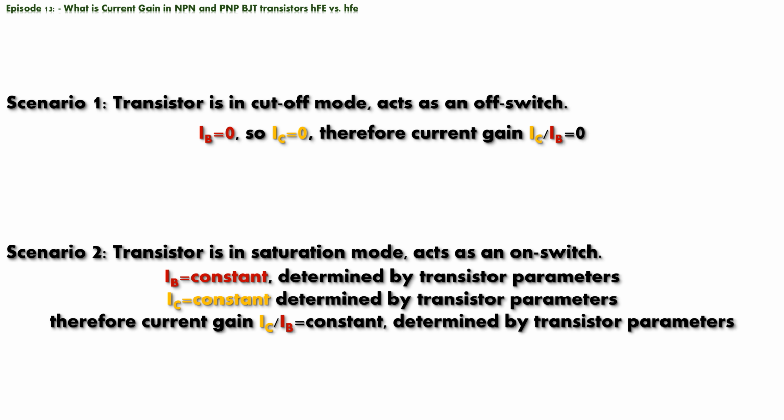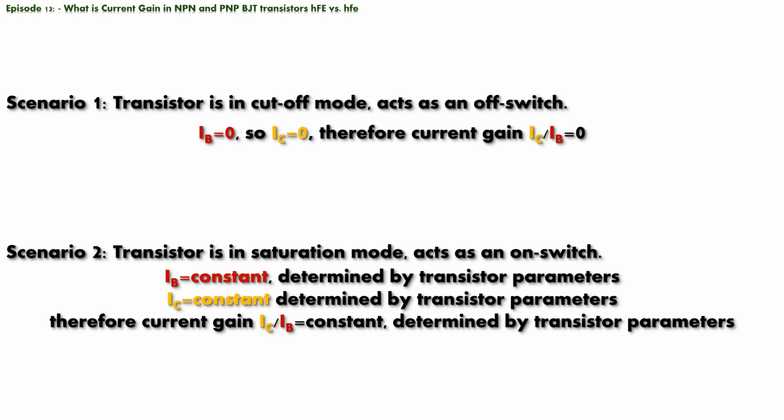In the first scenario, when the transistor is in cut-off mode, acting as an off-switch, base, collector, and emitter current are all zero. So, the ratio between collector and base current is also zero, if we disregard the mathematical ban that we cannot divide by zero. We digress. In this scenario, current gain is zero.